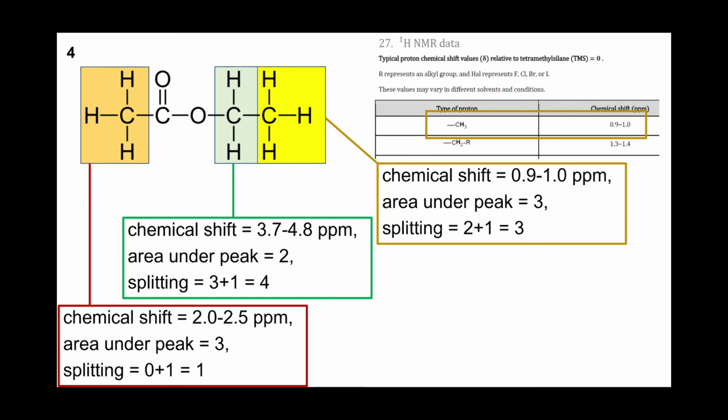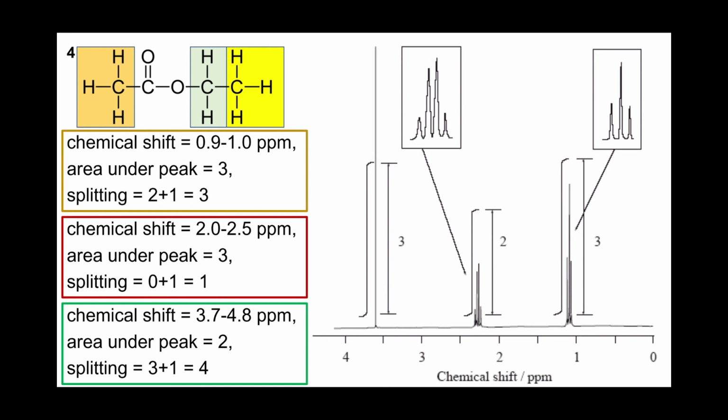So let's look at these side by side. The peak at 1.1 ppm has an area of 3 and is a triplet, which matches our isomer. However, the peak at 2.3 ppm has an area of 2, not 3, and is a quartet, not a singlet. And 3.6 ppm, area of 3, not 2, and is a singlet, not a quartet. So this isomer cannot be D.